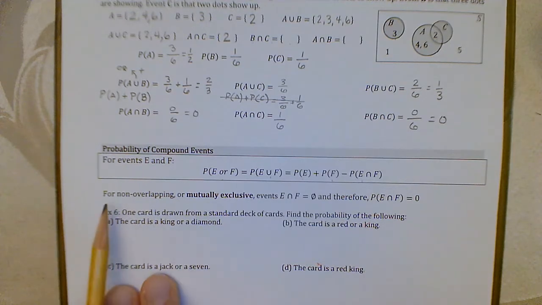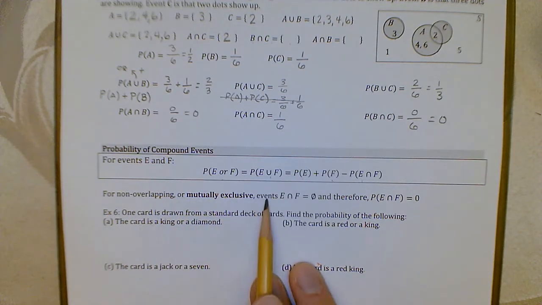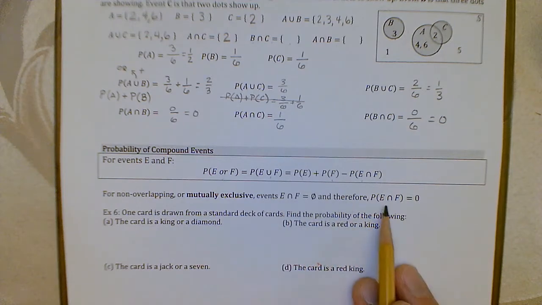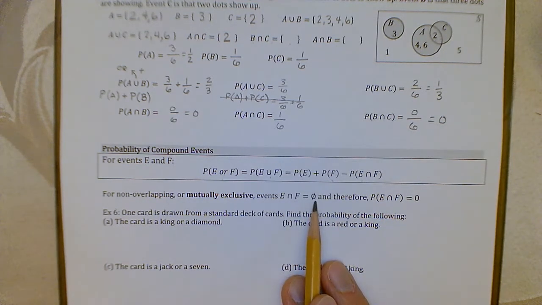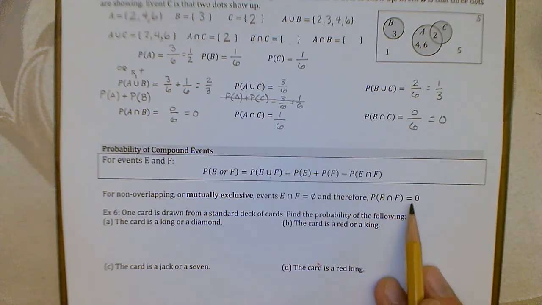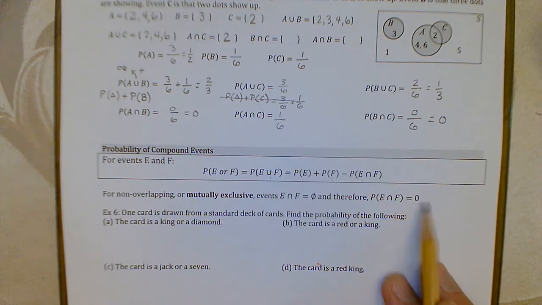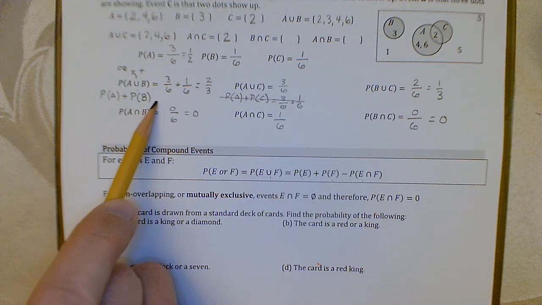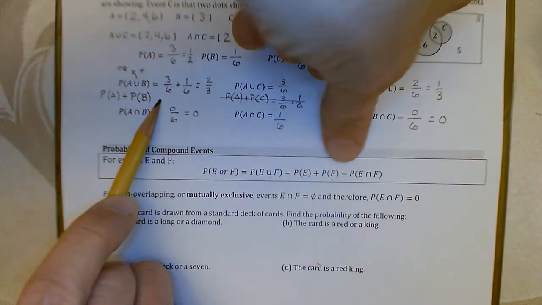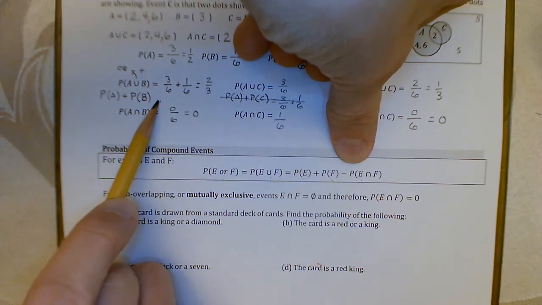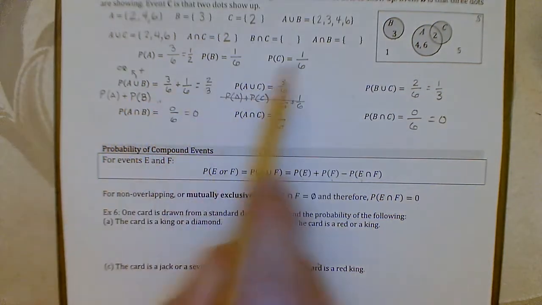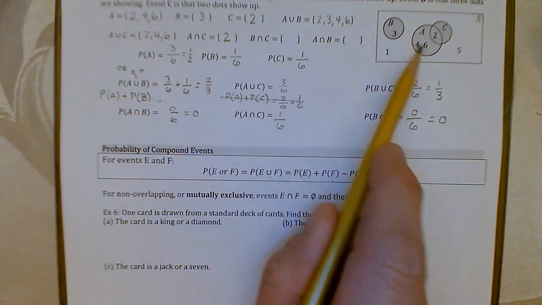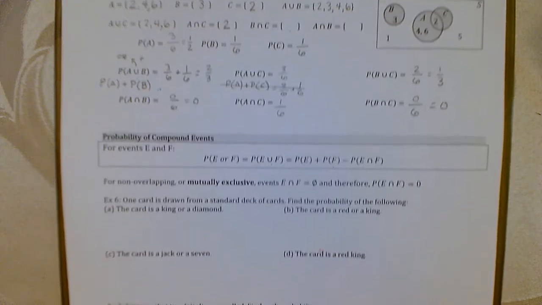All right. For non-overlapping or mutually exclusive events, the intersection, of course, is going to be the empty set, right? And so, therefore, the probability will be 0. That's why this one worked up here without that extra part of the formula, because A and B, those events were mutually exclusive. They did not overlap.